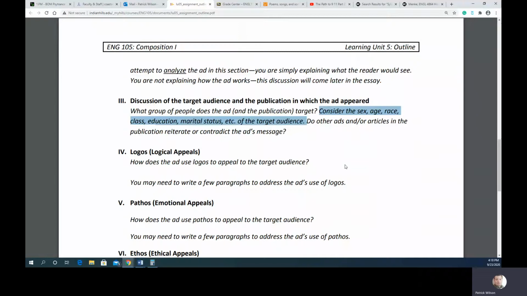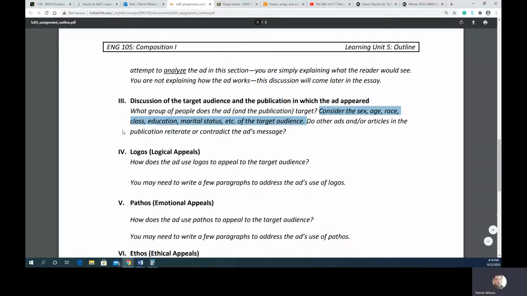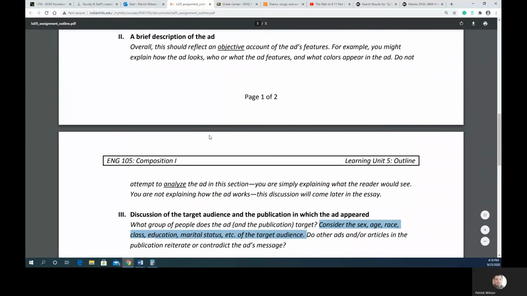Does that make sense? Yes, it does. I think I'm overthinking the flow of it. Okay. I think that's what I'm having a hard time with, trying to go from describing the picture to the target audience. Mm-hmm.